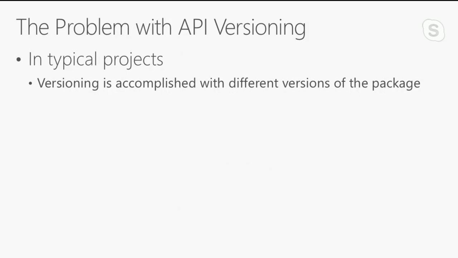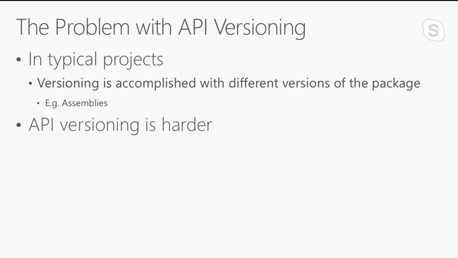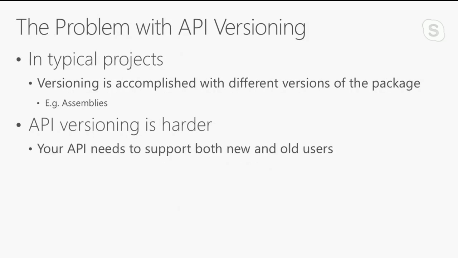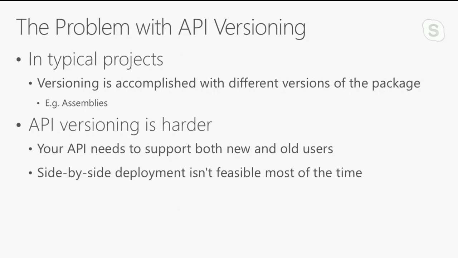So outside of APIs, let's say you're just doing regular .NET and you want to deal with versioning, you can do this with different versions of the package. So normally this would be sort of the versioning at the assembly level, but APIs are harder because you need to have support for both versions at the same time. You may have older clients that are still using APIs from when you originally published, and new clients that want to take advantage of new functionality or changes in functionality.